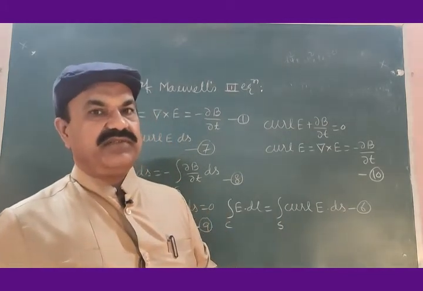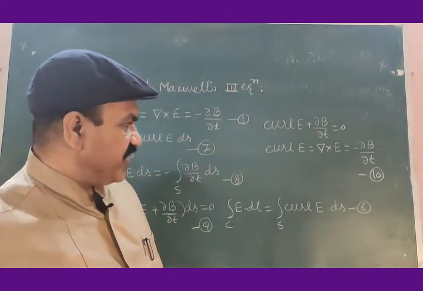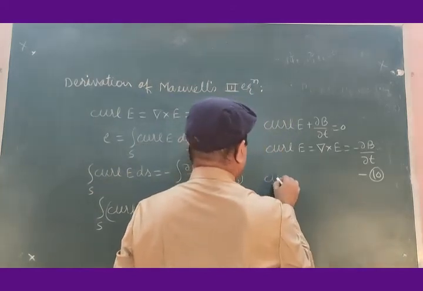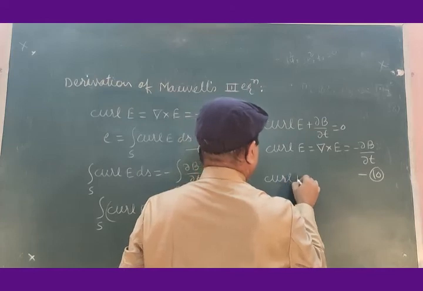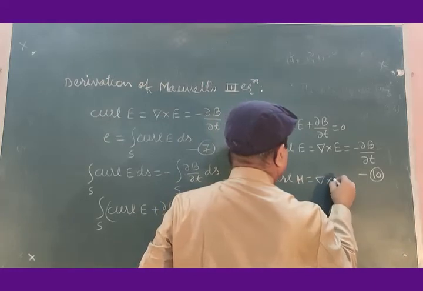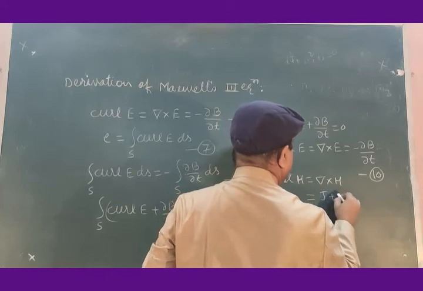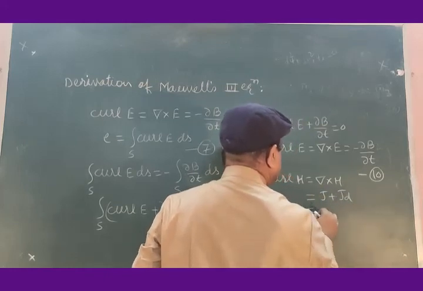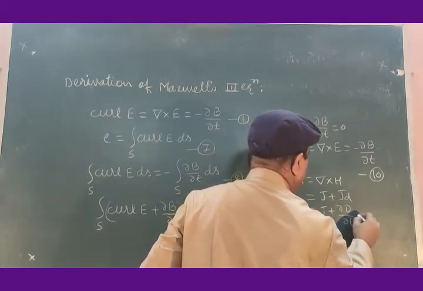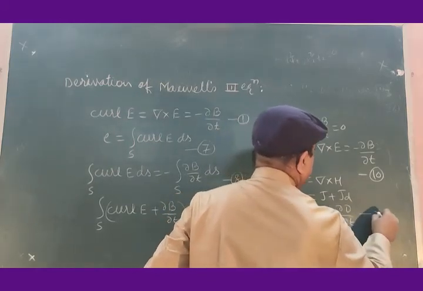Maxwell's fourth equation. What is Maxwell's fourth equation? Maxwell's fourth equation is this: curl H is equal to del cross H is equal to J plus J D, that is nothing but J plus dou D by dou T, equation star.